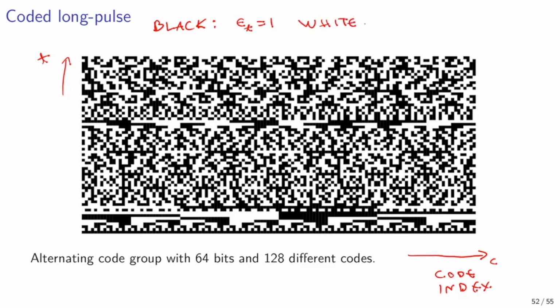Here's an example of a longer alternating code. In this case, the horizontal axis is the code index, and this axis is time. In this case, black means that the code element is 1, and white means that the code element is -1.